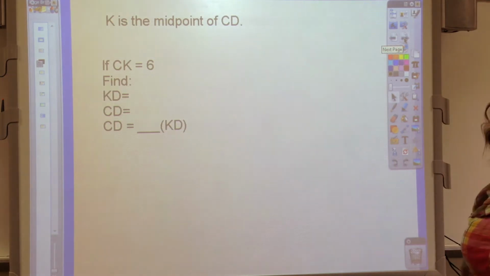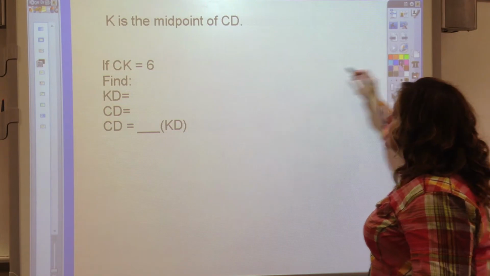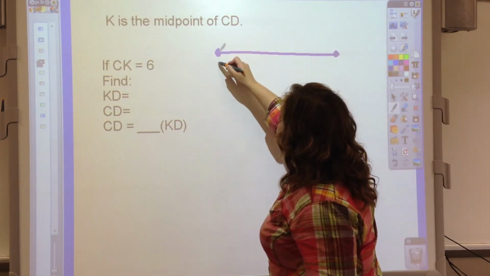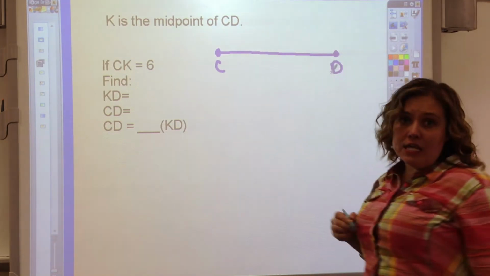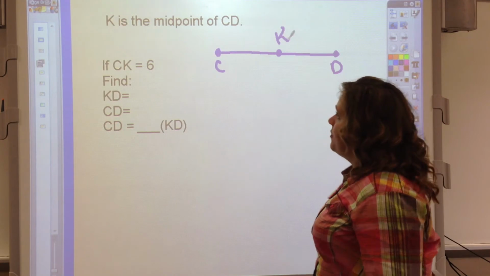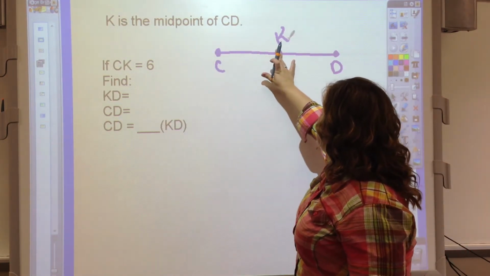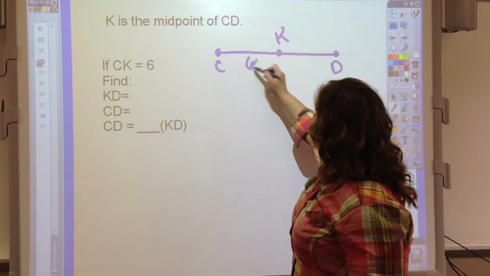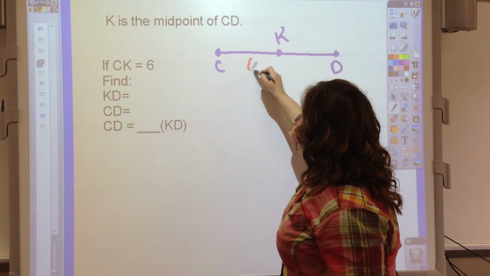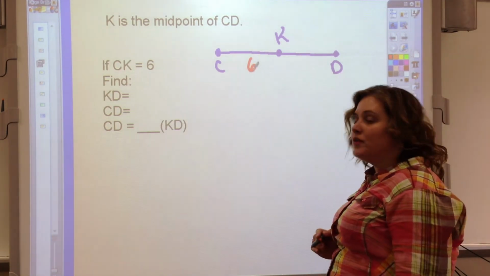Now, if I know K is the midpoint of CD, let's draw a picture of that scenario. I have some segment CD where C and D are my endpoints, and K is smack dab in the middle. If I know the length between C and K is 6, let me write that in a different color so you can see that. So length is 6. Then what length would KD have?